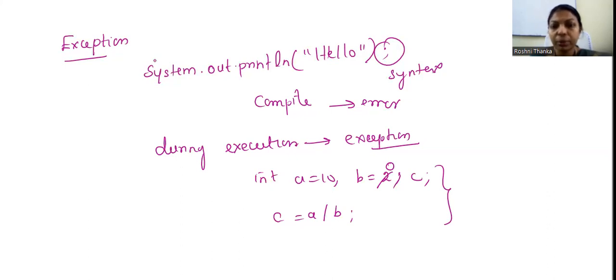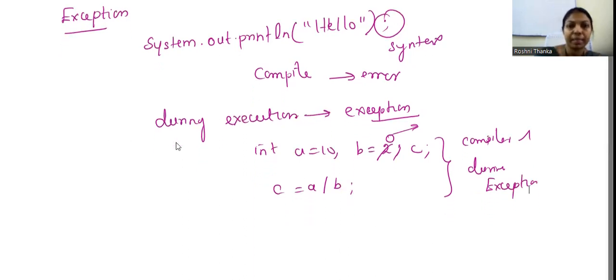So this error will not be found during the compile time. Compile time will just check the syntax, and the syntax is correct. But during the execution time, it can find this error. It will find that logically we cannot divide a number by 0. When it finds this kind of logical error, we call it an exception. We'll see some examples of it.